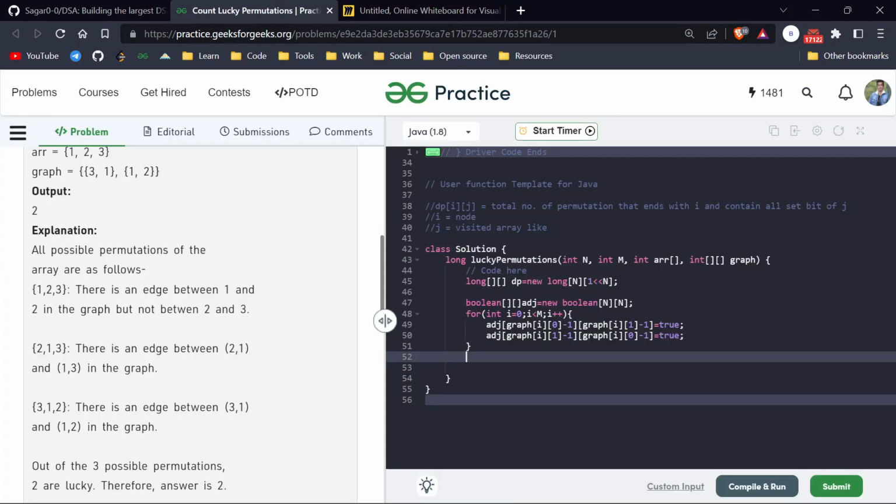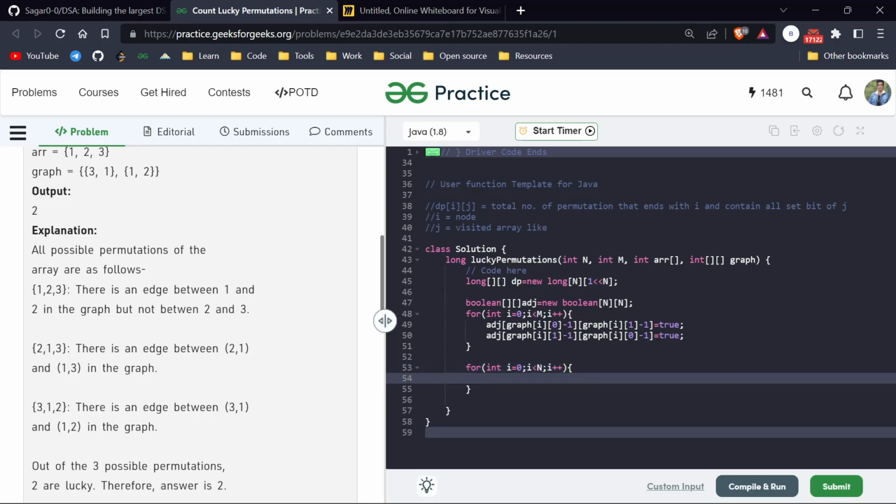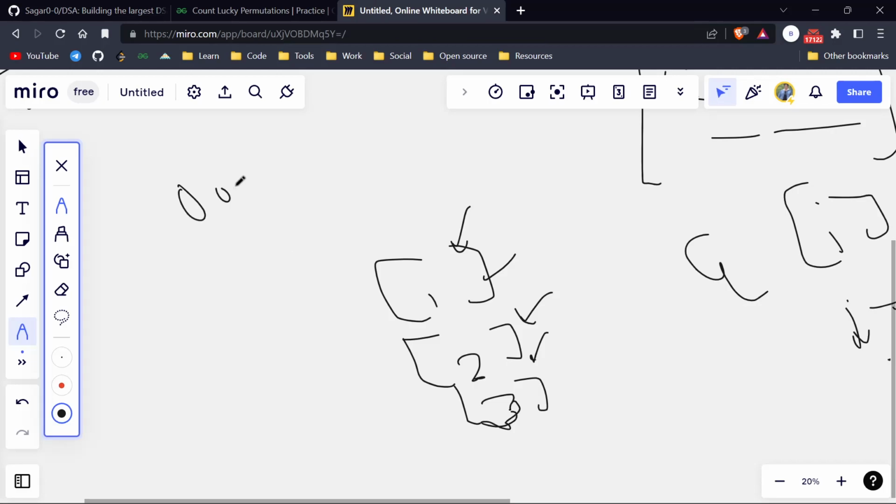So I hope now you understand this, and let me just write i equal to 0, i should be less than n, and we have to write here dp of i, 1 right shift i times. Because 1 right shift one time will be 0 0 0 1, and 1 right shift two times is 0 0 1 0, then 0 1 0 0, and then 1 0 0 0. So that is the thing.